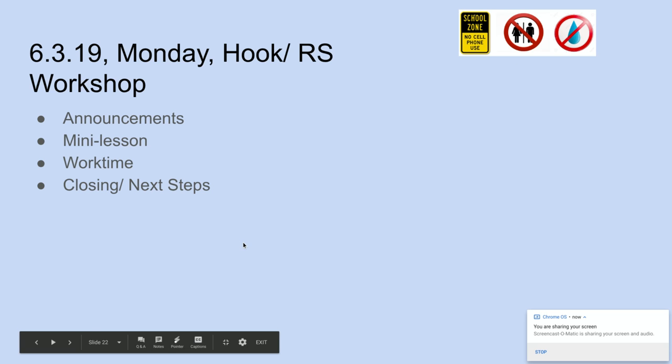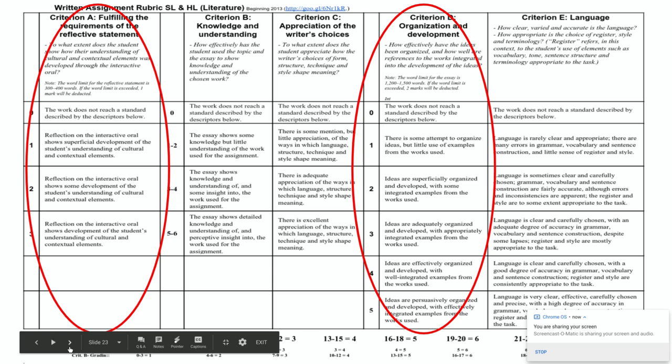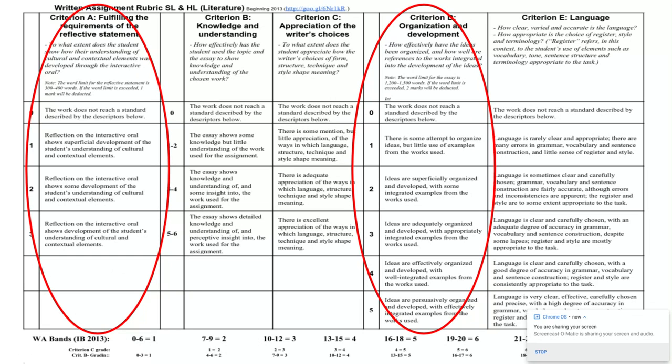So if you're in the slides, then what you're going to see here is the first thing is the rubric. So obviously over here, the reflective statement has its own criterion in the rubric, criterion A, which is fulfilling the requirements of the reflective statement. In order to get a 3, which is what we're all aiming for, it says the reflection on the interactive oral shows development of the student's understanding of cultural and contextual evidence. So you have to show that you are reflecting on these elements and how that reflection helps you understand the complexity of the text.